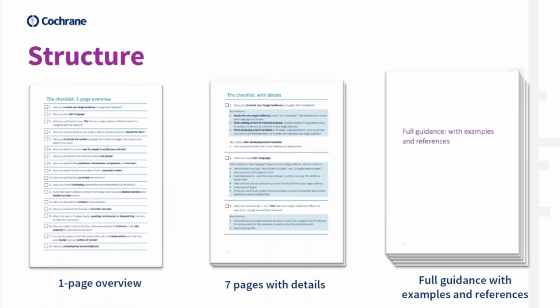The checklist is in a structure of 3 layers. We have a one-page overview at the top, which mainly serves as just a reminder. We then have a 7-page version which has more details and which probably will be the version that most people will use. And then we have a full set of guidance which has examples and references.